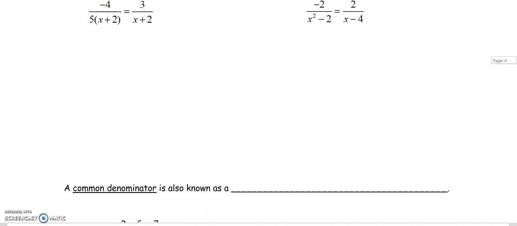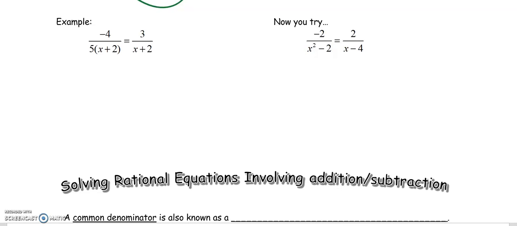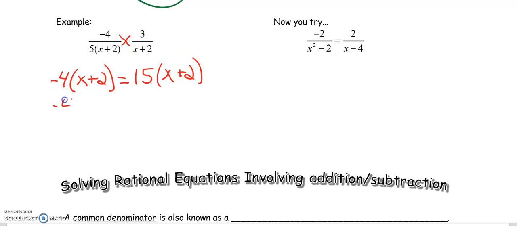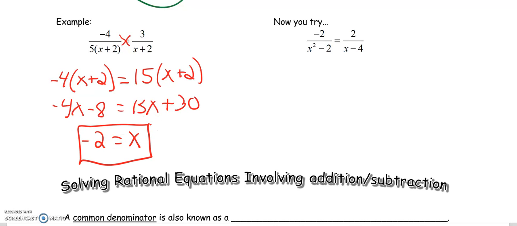Now if we move on to the next example, if you want to try this, I would recommend you pause the video and try it by yourself, but I'm just going to go ahead and work it. This is multiplication, so I'm going to get negative 4 times x plus 2 equals, now the 3 and the 5, I can just make that 15, x plus 2. Keep solving: negative 4x minus 8 equals 15x plus 30. Keep solving and you get negative 2 equals x. And you're like, golden, yay, done.